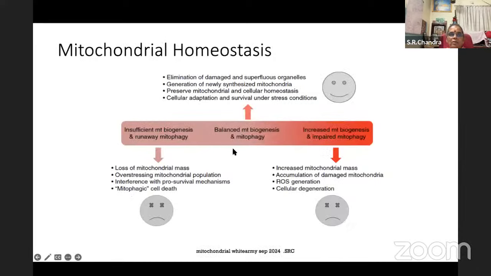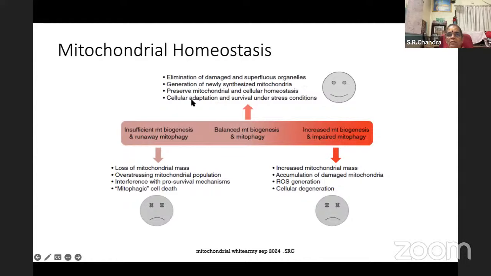So what is this mitochondrial homeostasis? We see that when there is a mitochondria, there has to be a homeostasis. It has got a life like any other cell. So what is this homeostasis? Elimination of damaged and superfluous organelles. So after a particular period, when the life of the mitochondria is over, it should be eliminated. If it is not eliminated, it stores as toxic material in the cell and causes disease. So there can be a homeostasis disorder, where there can be a problem in elimination of damaged and superfluous organelles.